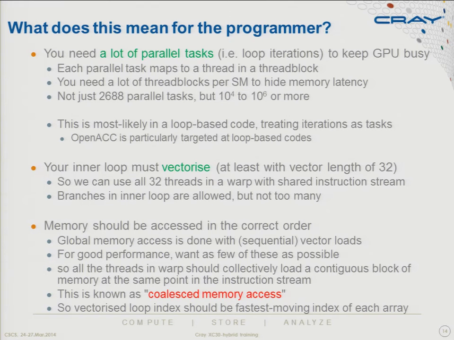So you need lots of loop iterations. Now, OpenACC is particularly targeted at loop-based codes. But of course, science and engineering codes are typically loop-based anyway. So this is good. Your inner loops must vectorize, and they must have a vector length of at least 32. If that does not happen, you will get bad performance on the CPU. On the GPU, vectorization is really important, and the vector length is longer than you see on the CPU.